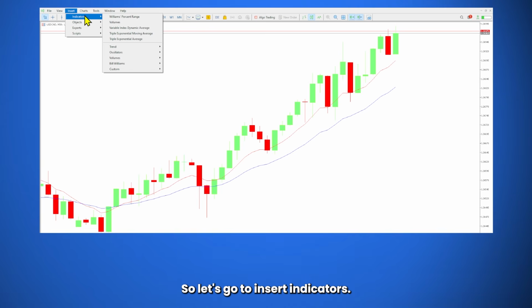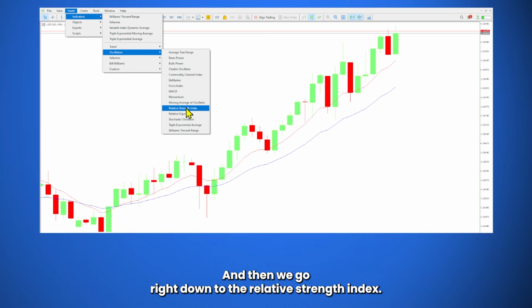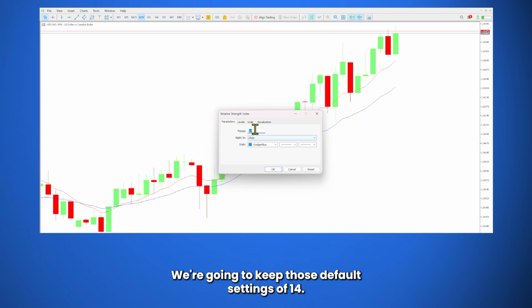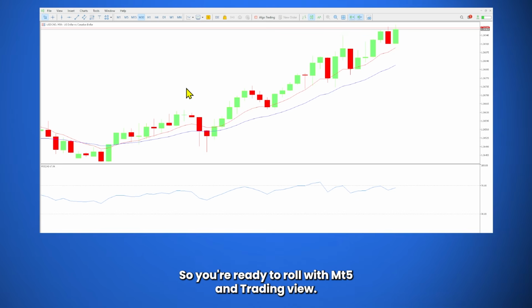So let's go to Insert, Indicators. You're going to want to go to Oscillators here. Then we go right down to the Relative Strength Index. Give it a click. We're going to keep those default settings of 14 and on the close. And there's your RSI. So you're ready to roll with MT5 and TradingView.